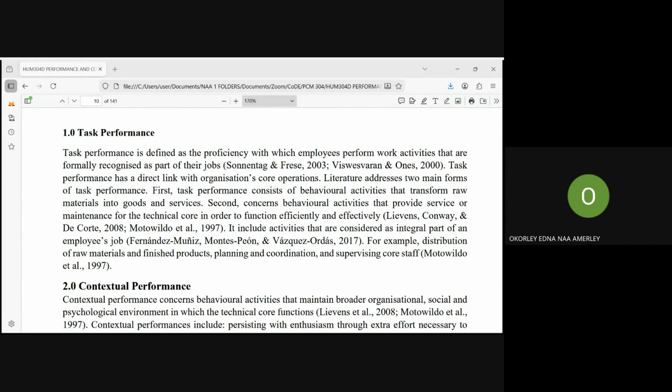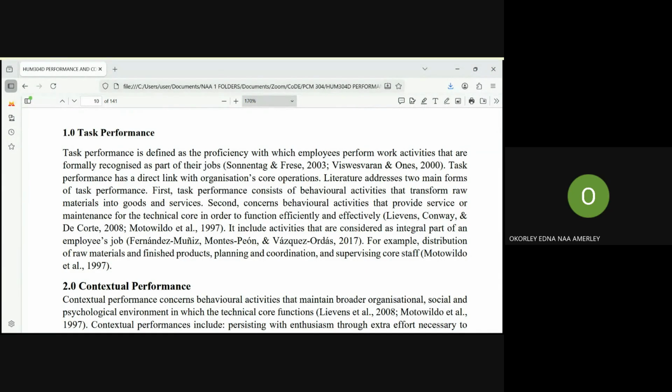So when we talk about the task, we talk about the task that has to be undertaken to ensure that the job is completed. We want to look at the individual, what it takes, what the individual takes to perform that job, which is formally recognized as part of his job. So task performance from our reading shows that it has a link with what the organization exists to do.